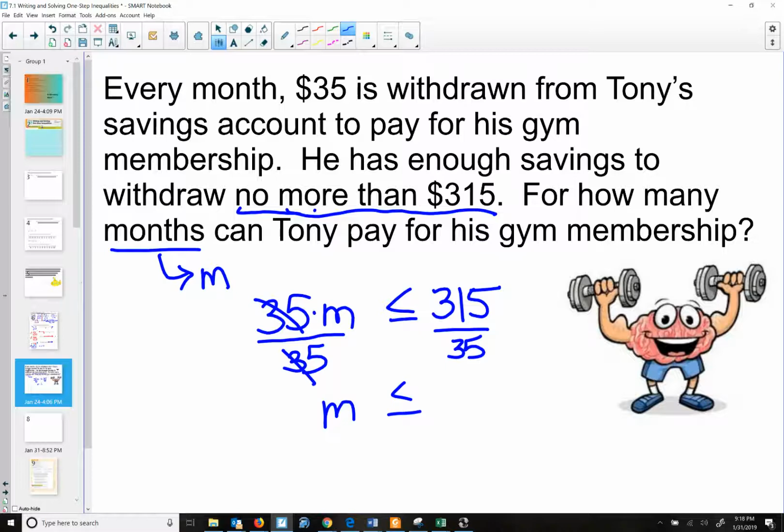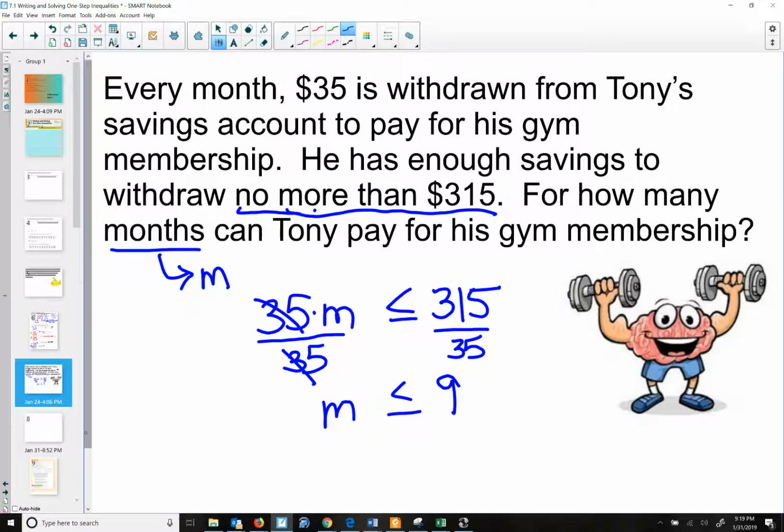315 divided by 35. Now, got to get your handy dandy calculator. I will say this, it's not going to be as big as 10. I'd need 350 divided by 35 to give me 10. So I'm guessing it's probably close to 9. Yeah, there it is. It's exactly 9. There you go. So he can pay for up to 9 months.